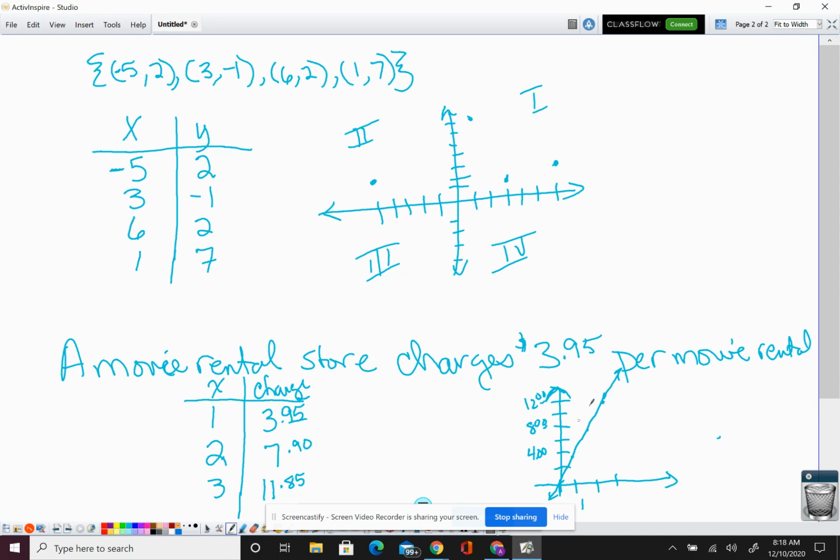So I could come up with a relation between those two. And my relation is that the charge is equal to the number of movies times $3.95. Remember when I said the word per movie? That relates to what in our equation? Y-intercept or slope? Yes, you're right. It is the slope.